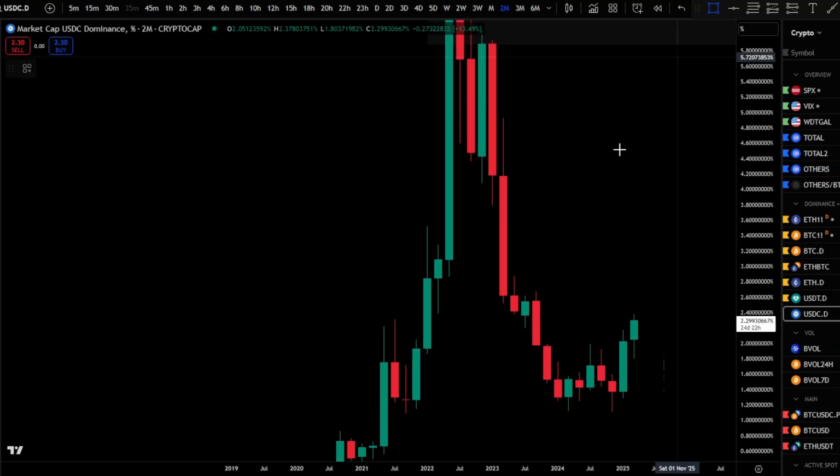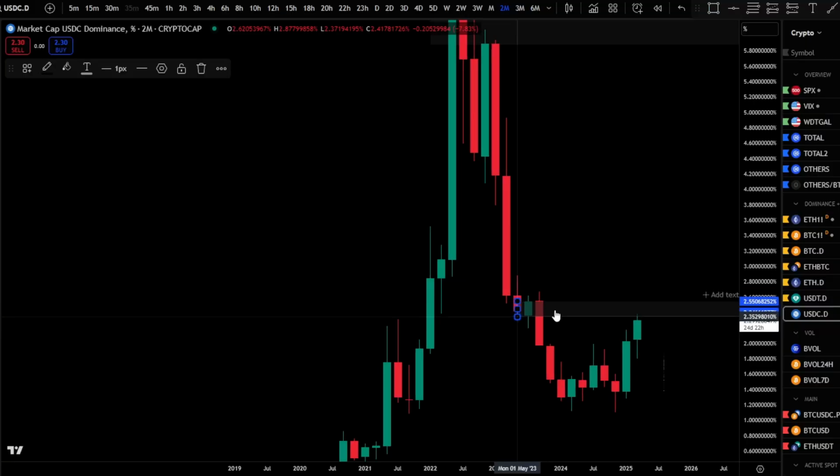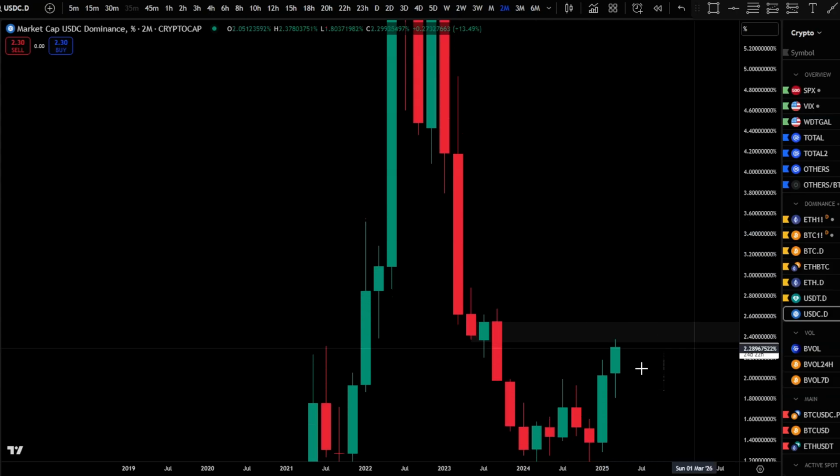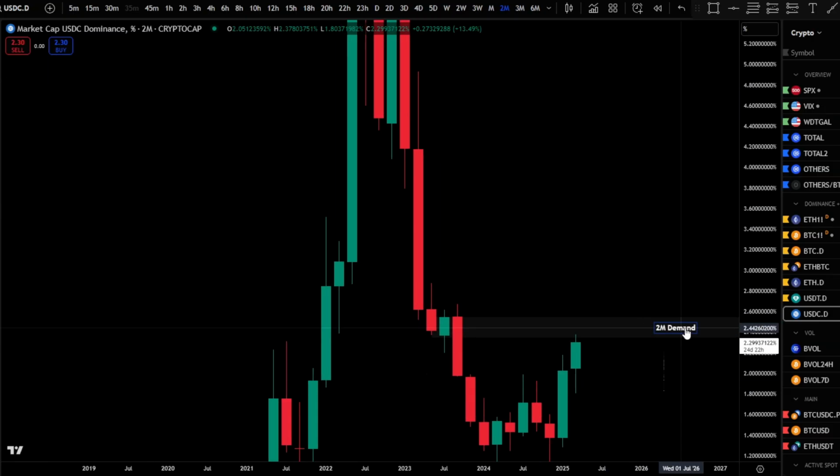We are currently holding the monthly 2-month demand. It's quite interesting. We can mark that here. 2-month demand. White. Okay, quite interesting so far. 2-month demand. That will be quite interesting in regards to USDC.